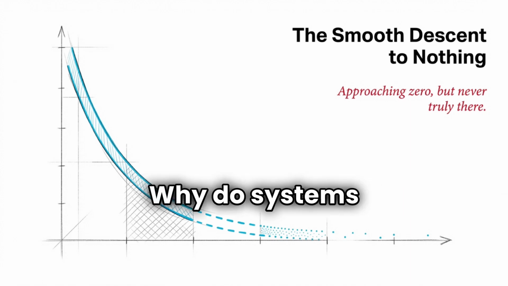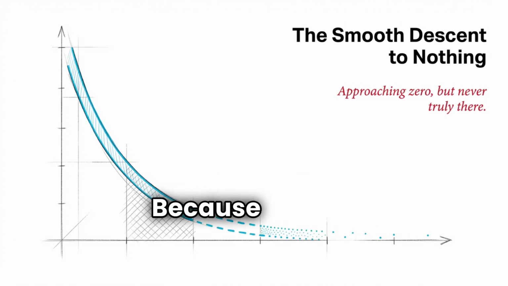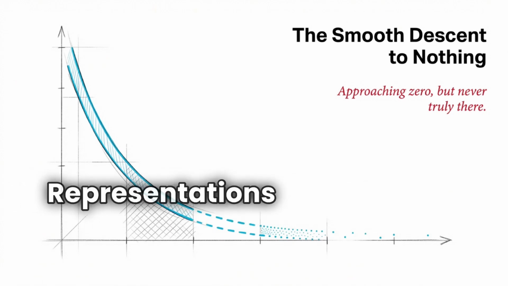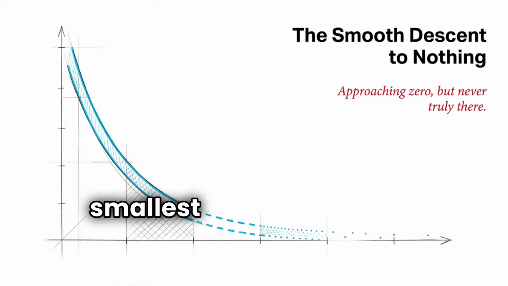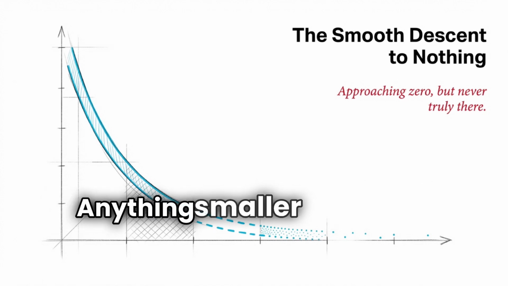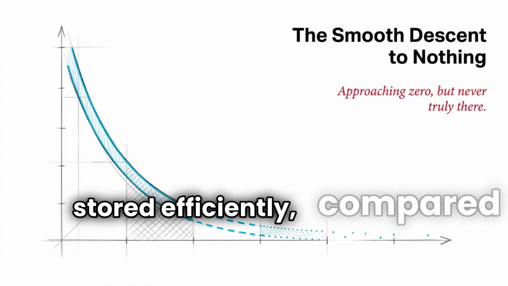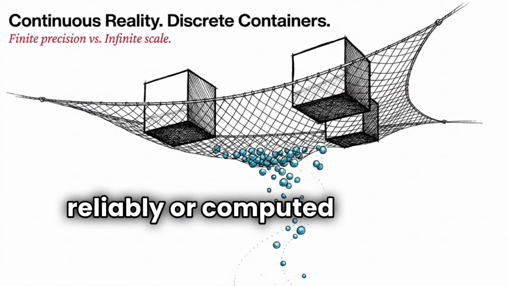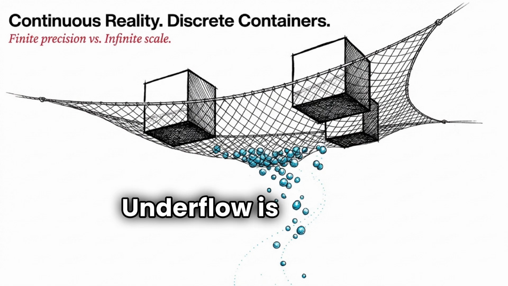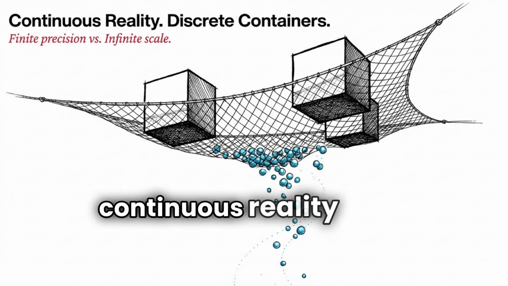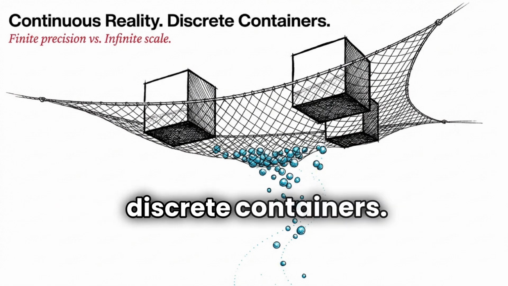Why do systems allow underflow? Because infinite precision is impossible. Representations must choose a smallest meaningful unit. Anything smaller cannot be stored efficiently, compared reliably, or computed quickly. Underflow is the cost of representing continuous reality using discrete containers.